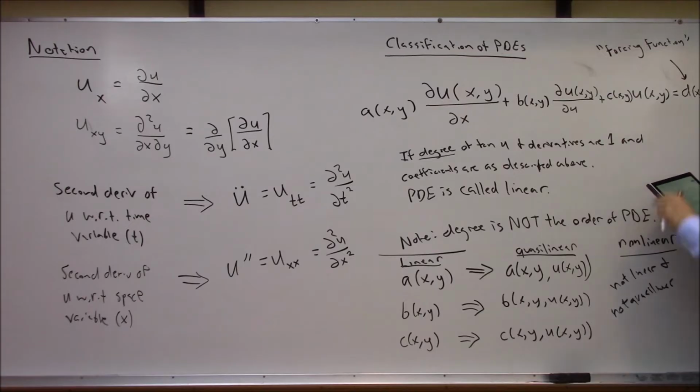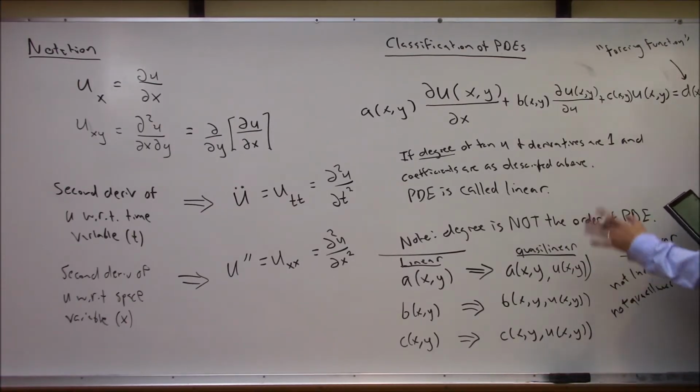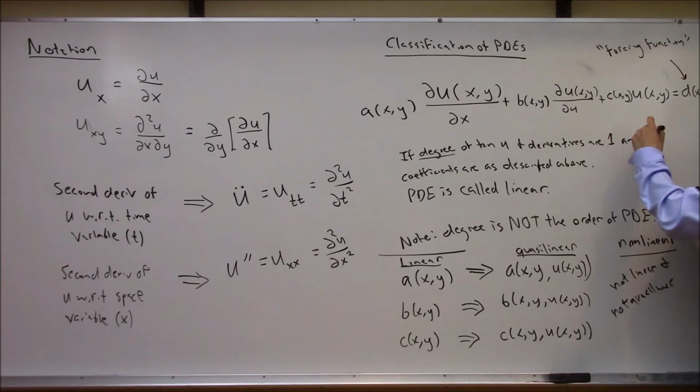The idea here is that if this is 0, you have what's referred to as a homogeneous one. Otherwise, it's non-homogeneous. We're running out of space here, so let's just state it. If d of x, y is 0, you have a homogeneous PDE. If it's non-zero, you have a non-homogeneous PDE, just like you had with ordinary differential equations.